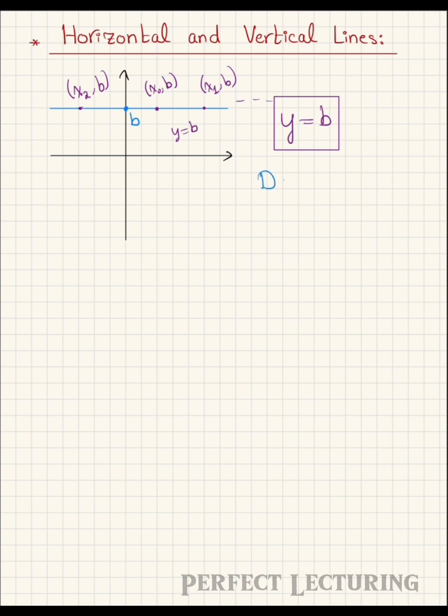What about the domain of this function? It is all real numbers. What about the range of this function? As we said, we only have one output value, which is b.